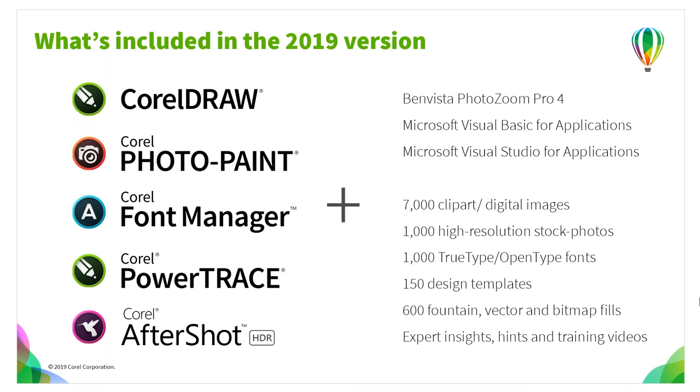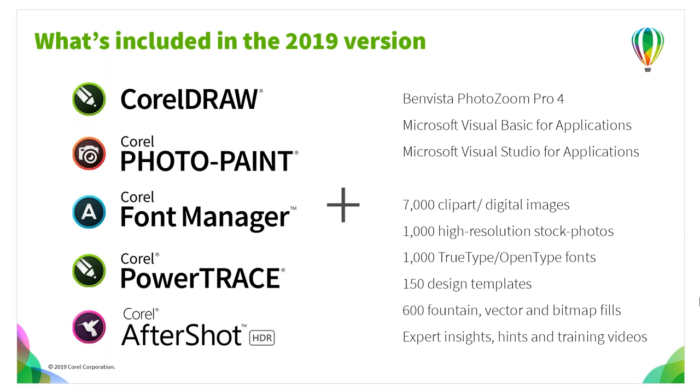Corel Power Trace provides a powerful bitmap to vector tracing functionality that is included within CorelDRAW and allows users to convert non-scalable images into fully scalable objects with ease. And Corel Aftershot HDR is a powerful application that allows raw photo manipulation and HDR merge, including the ability to batch process files for users with a photo workflow.